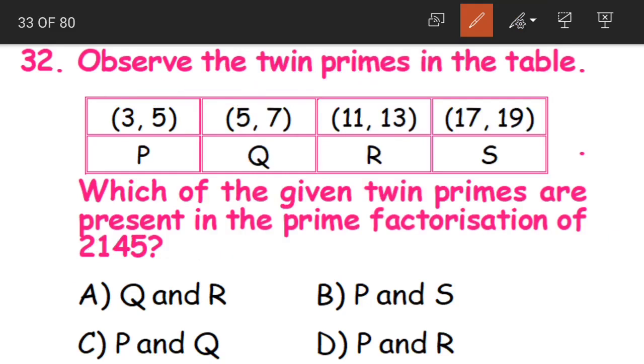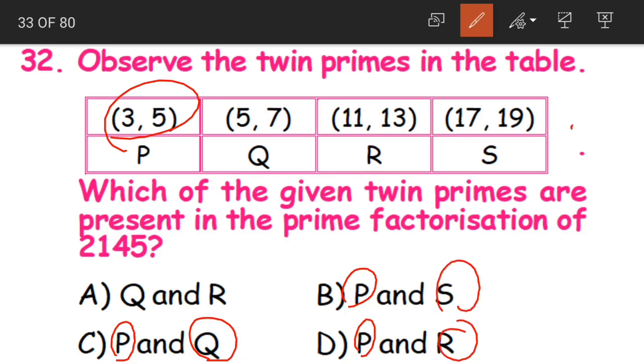Now coming to the next one. P is already there. If you look at the options, with P there are 3 possibilities, either Q, R or S. We should multiply and check 2145. We are already having 5 3s are 15, so let us divide and see.